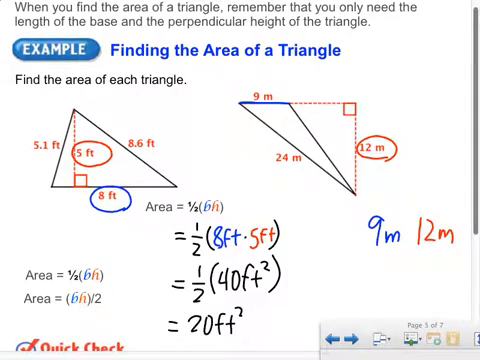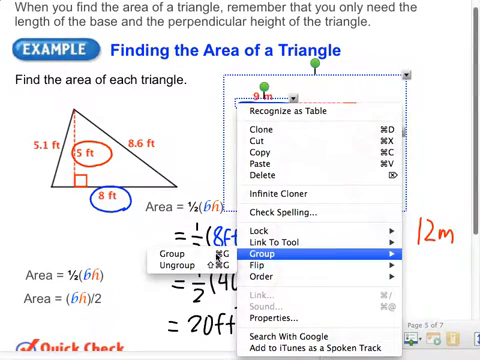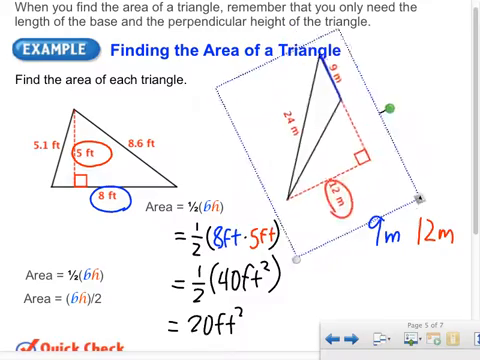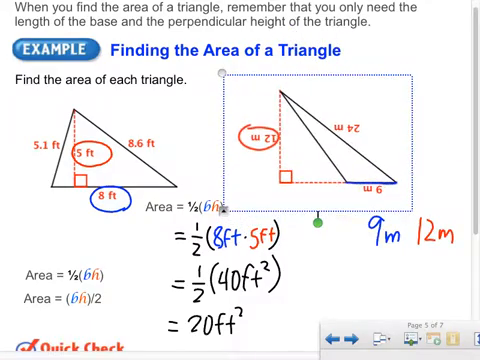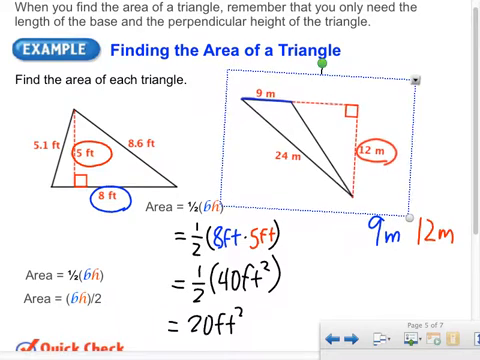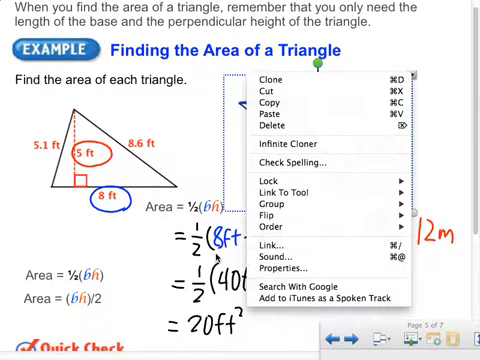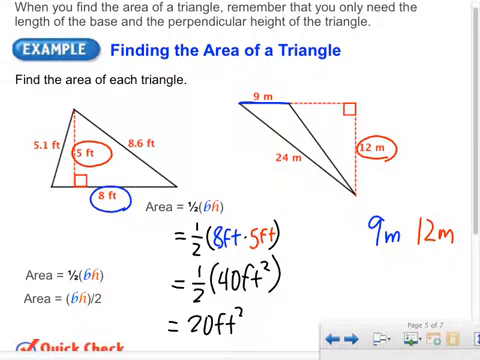Nice. Now, if that threw you off, let me show you how you can look at it. I'm going to rotate the picture. Okay. Does it make sense now why 9 is the base and 12 is the height? Do you guys see that now that I rotated it around? Okay. So I'll rotate it back because that's what we have to recognize. They might change the orientation to confuse you.